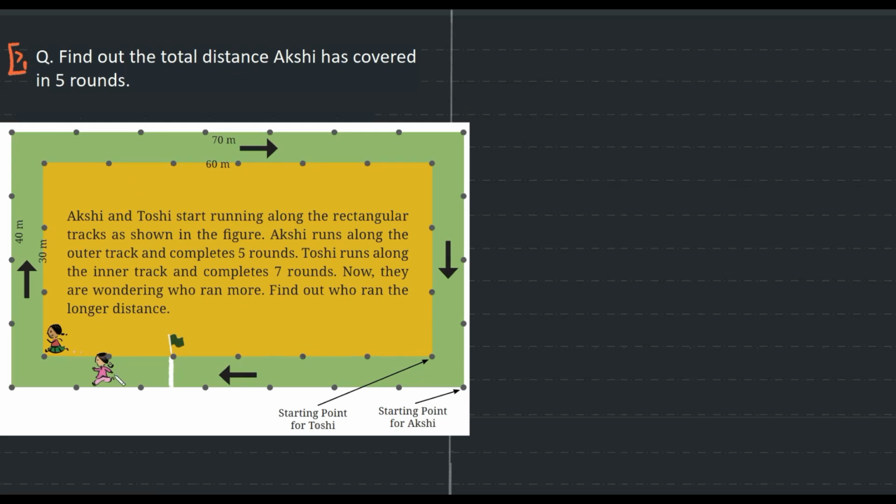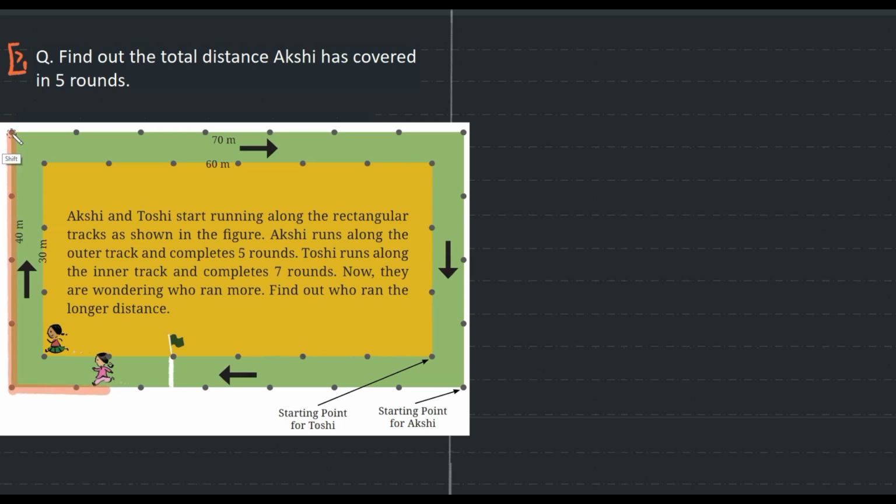We have a particular situation over here. So we have two kids who are running around a particular track. So we have Akshi and Toshi. They start to run along a rectangular track as shown in the figure. Akshi runs along the outer track. So outer track has to do with this.